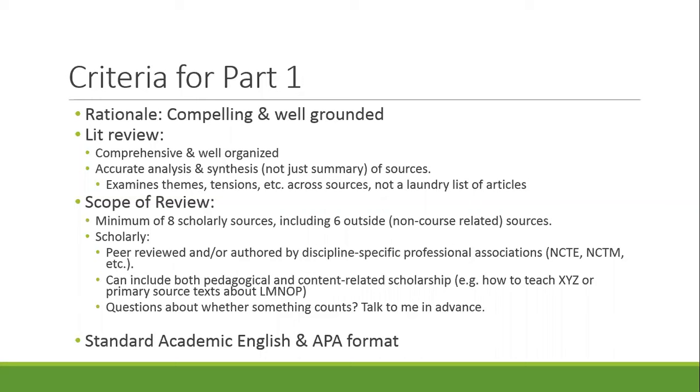The final way that you'll be evaluated for Part 1 is your use of standard academic English and APA format. This literature review is something that you should be thinking of as scholarly writing, just as you would for your final projects within this master's program overall.